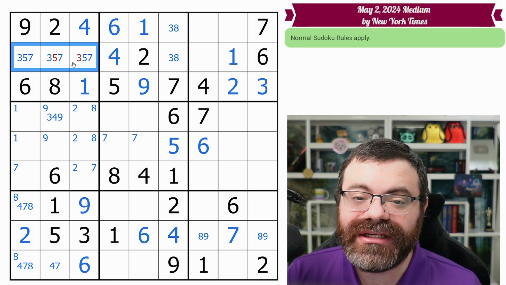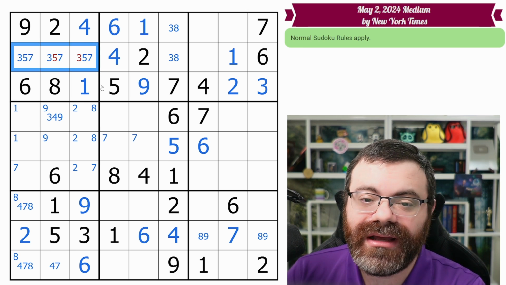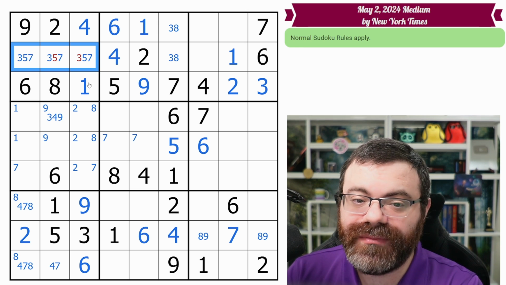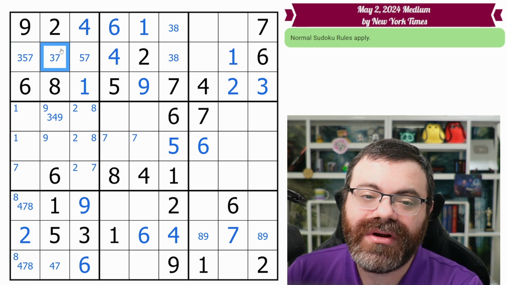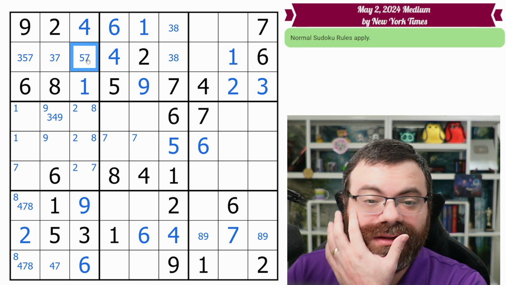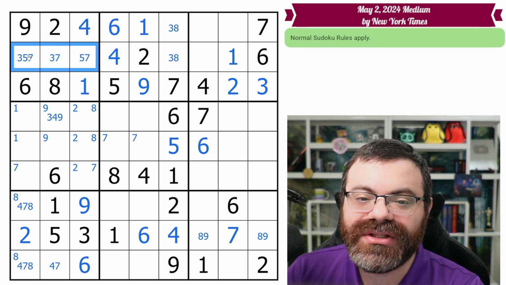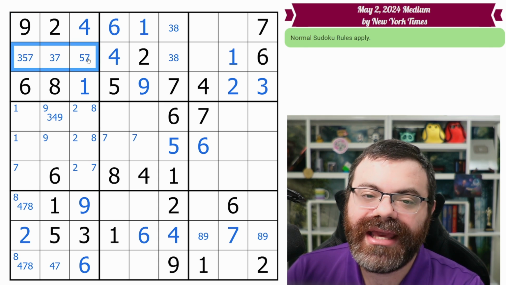We only have 3 digits available for these 3 cells. So that's what they're going to be. One of them will be 3, one of them will be 5, one of them will be 7. We just know that this one won't maybe end up being the 5 and this one won't end up being the 3, but that's fine. The logic is the same. This is a naked triple. That means the rest of the row and the rest of the box can't be 3, 5, 7.